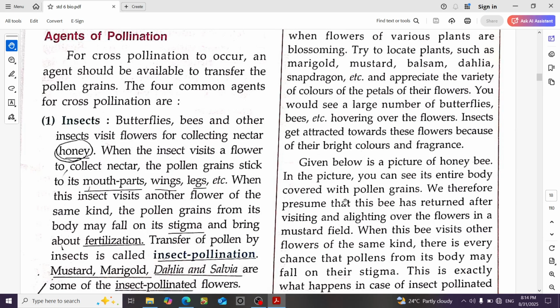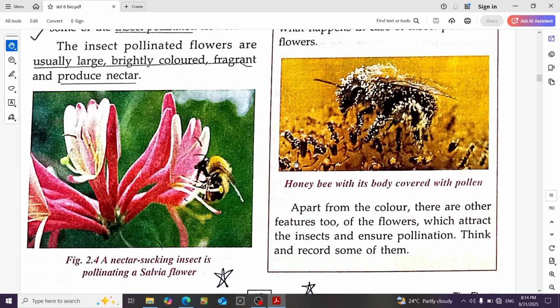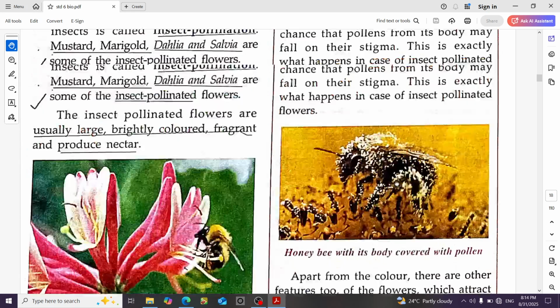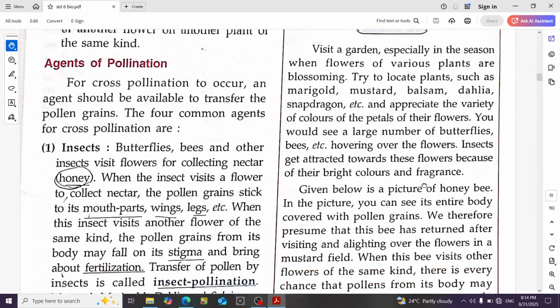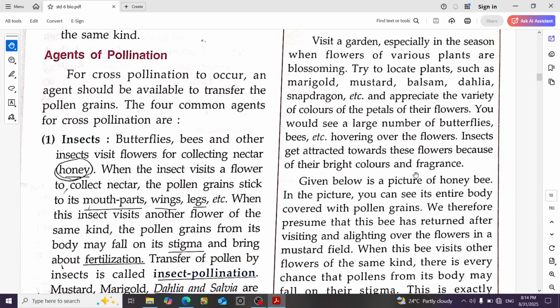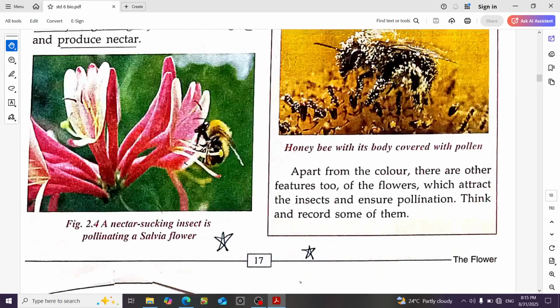Mustard, marigold and dahlia are having such kind of pollination. You can see the honeybee covered with the pollen and how it is hovering. Nectar sucking insects are there in salvia plant. So this is happening in nature. It's wonderful. So visit a garden, and when flowers are there, try to locate different types of flowers. Observe them carefully, see the butterflies, bees hovering over it. So here they have shown us what actually happens.